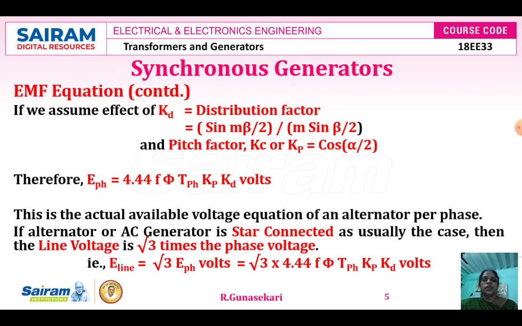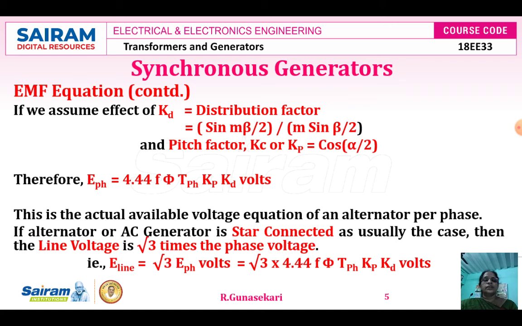But the Kd distribution factor formula is the vector sum divided by the arithmetic sum. So Kd equals sine of m beta by 2 divided by m sine of beta by 2, where m is the number of slots per pole per phase. Beta is the slot angle, which is equal to 180 degrees divided by the number of slots per pole. By using this formula you can calculate m and beta, substitute here, and we get Kd.